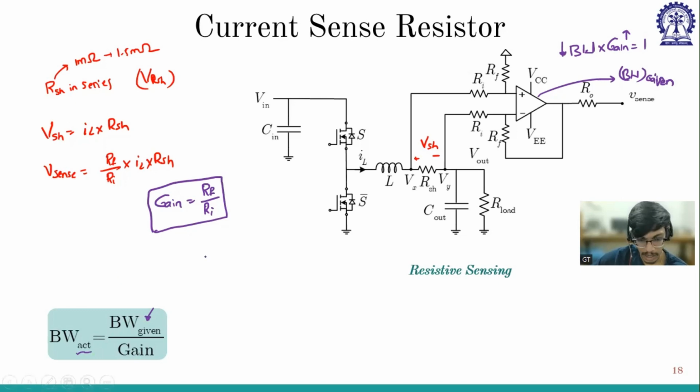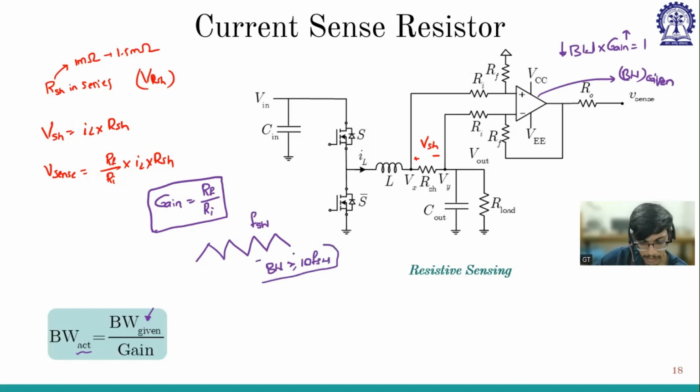And there is a thumb rule: say a signal has some frequency F. Now the inductor ripple has the frequency FSW. If you want to retain this information, then the op-amp bandwidth should be at least 10 times more than the switching frequency. So this is a thumb rule.